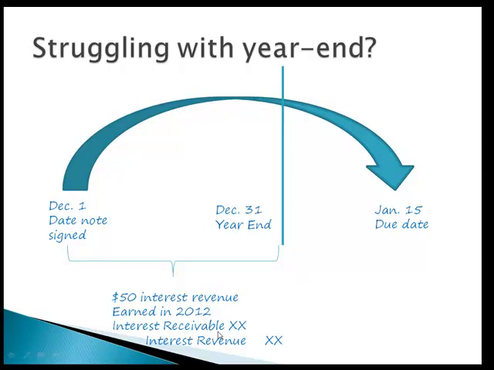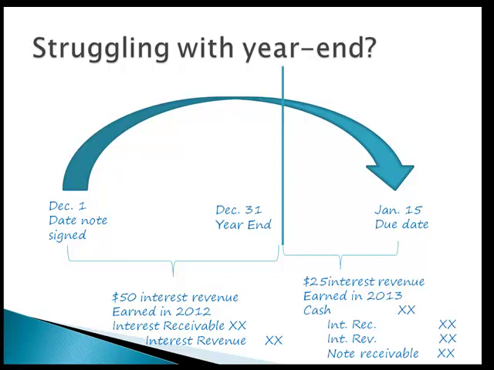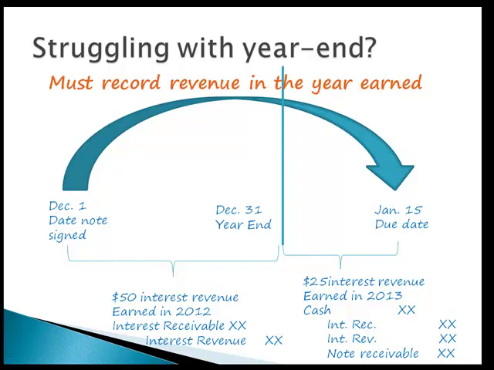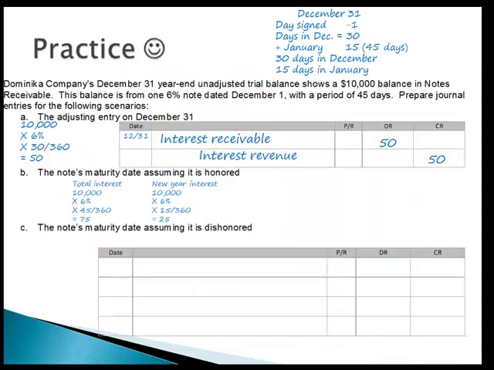So remember, we recorded that with an interest receivable and an interest revenue. You have to record the amount that was earned prior to year end as revenue earned in the old year, 2012, for example. In 2013, we're going to record the revenue that was actually earned in 2013. So $25 was earned in 2013. We're going to go ahead and record that interest revenue over here. We're going to close out our interest receivable and our note receivable. So you must record revenue in the year that it's actually earned, even if it's not collected.